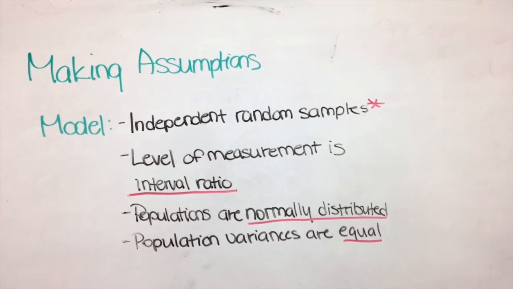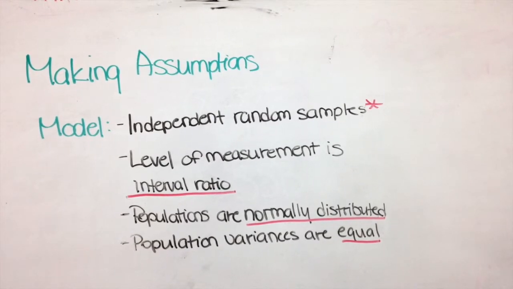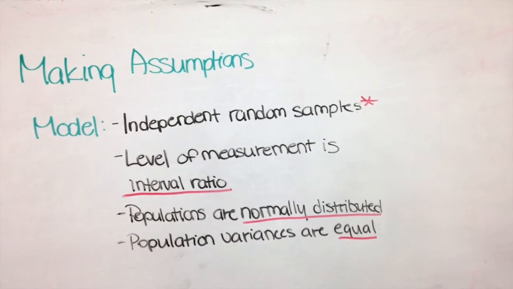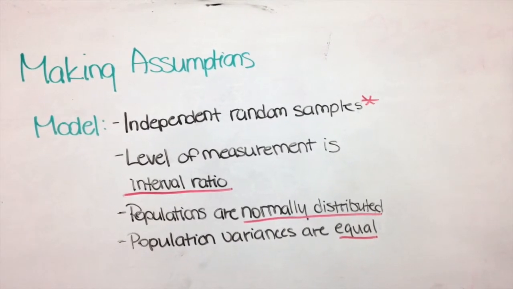With these last 2 requirements, as long as the sample sizes are large enough and relatively equal, ANOVA can tolerate some violations of these latter assumptions. If they are not nearly equal, you should not be using ANOVA.